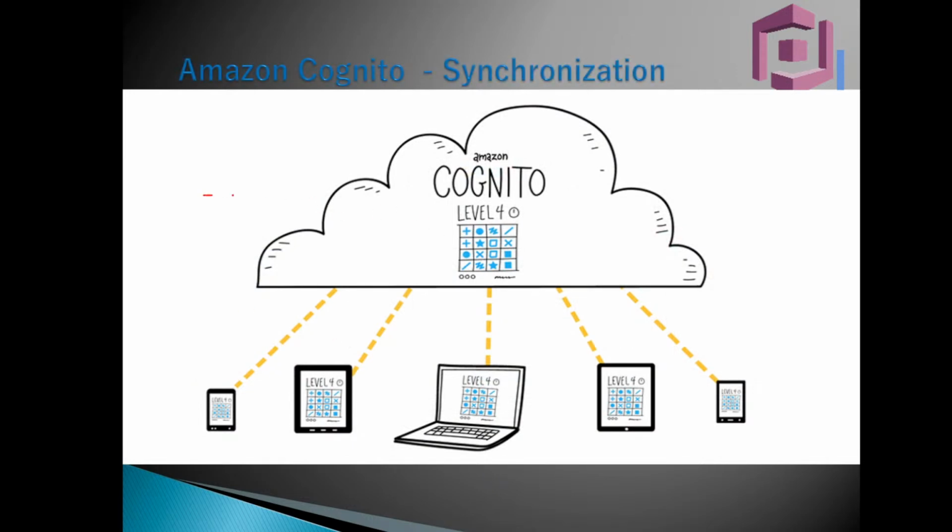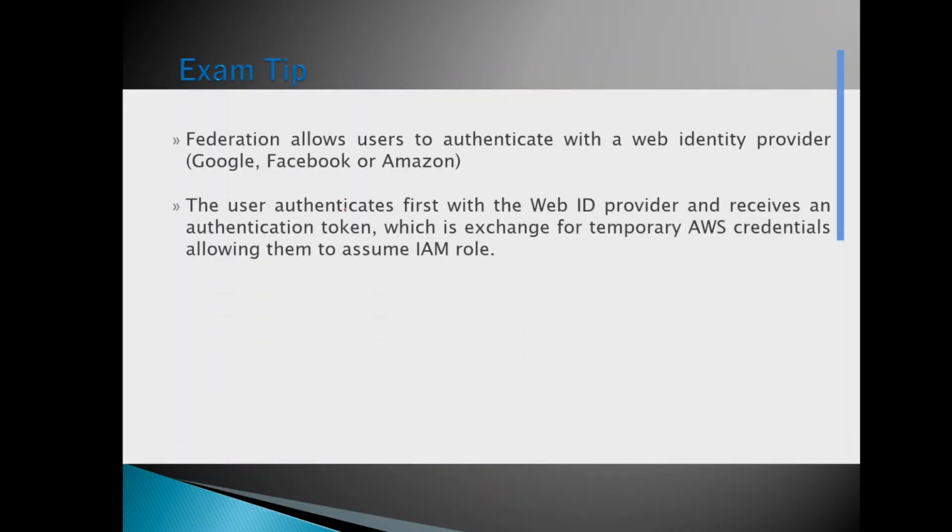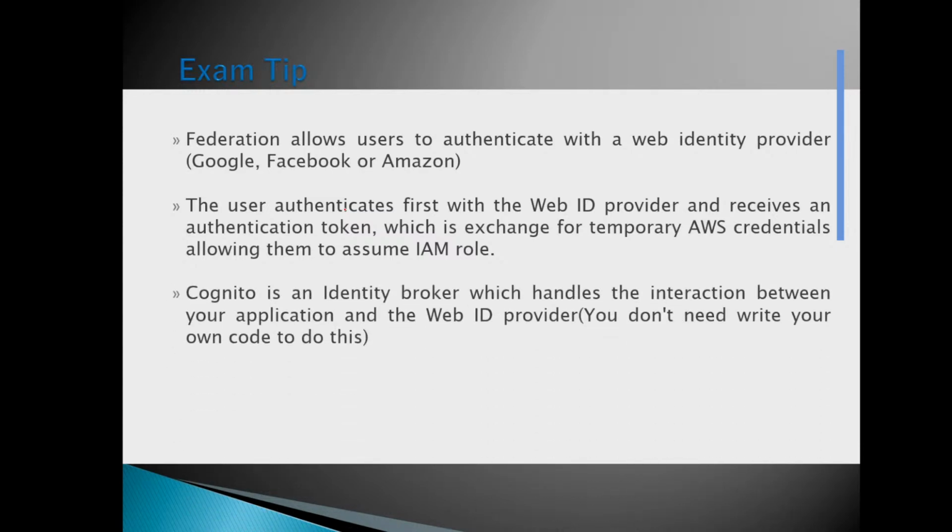So in a nutshell, Cognito is a user management service, which can be used for granting authentication and authorization to your different applications on the web. It can be used to create sign up and sign in pages or for web identity federation. Federation allows users to authenticate with a web identity provider. The user authenticates first with the web ID provider and receives an authentication token, which can be exchanged for temporary AWS credentials, allowing them to assume the IAM role. Cognito is the identity broker which handles the interaction between the application and the web ID provider. You don't have to write any code.